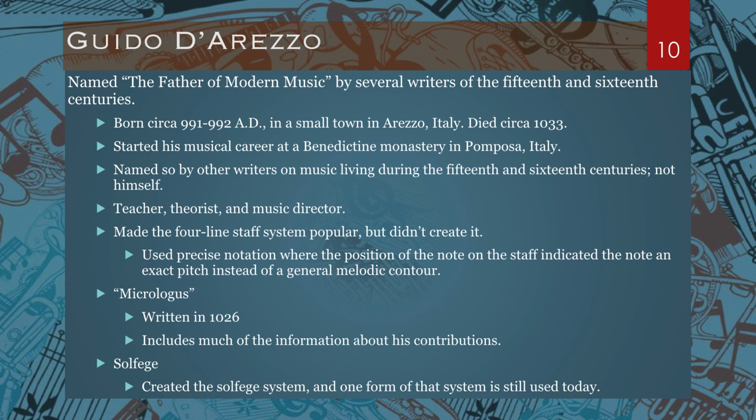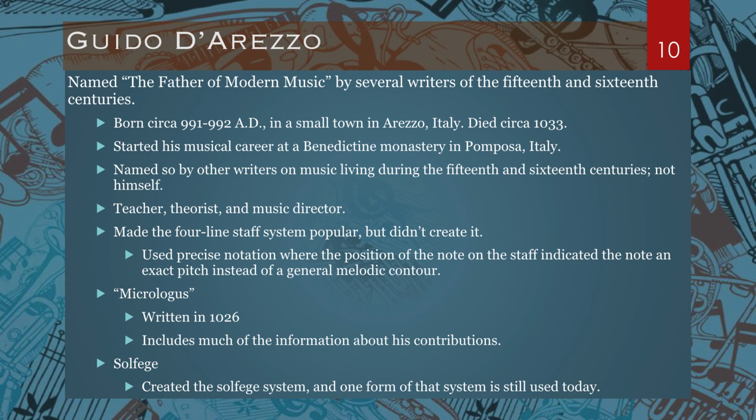Now, we don't know the exact date that he died, but based on some of his publications and some other historical facts, most historians will put his death at about 1033. So you may find some differing information online, and the truth is we don't know an exact date of death. But we're pretty certain he was born around 991 992.